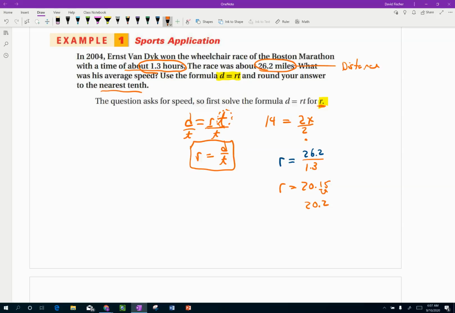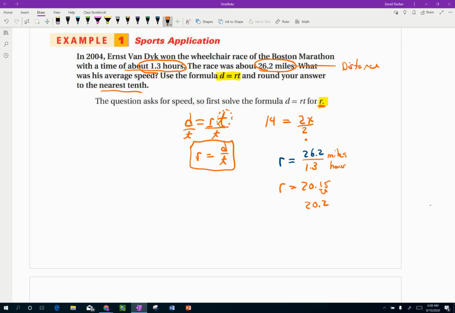Now, that's our rate. He's in a wheelchair. He's doing a race. And they said, what's the speed? So, looks like he's going 20 miles per hour. Is that reasonable? This is miles, this is hours. So he's going 20.2 miles per hour.